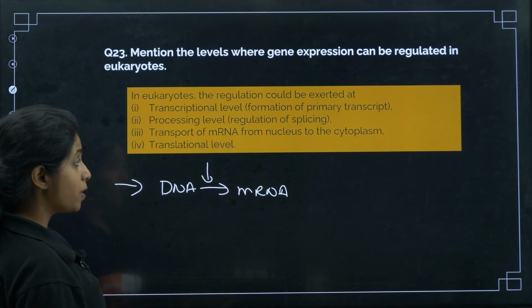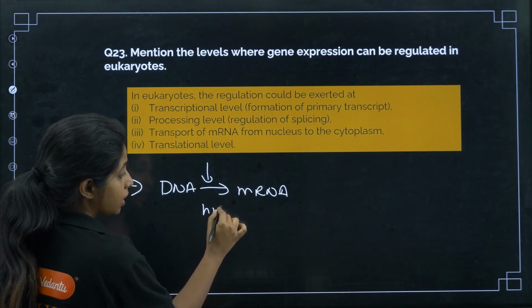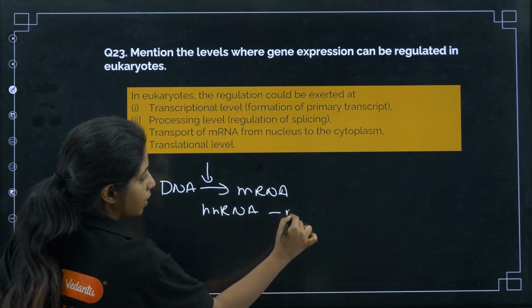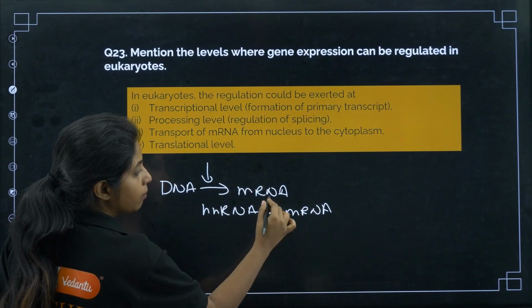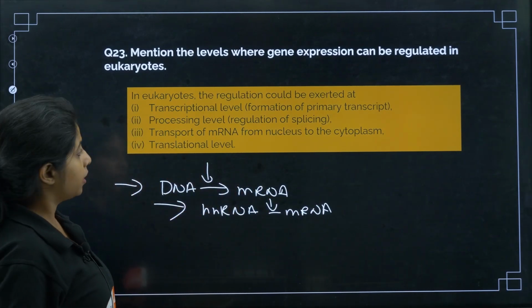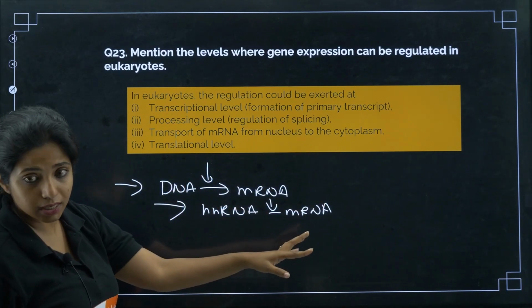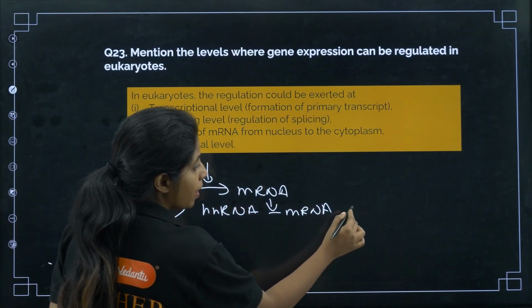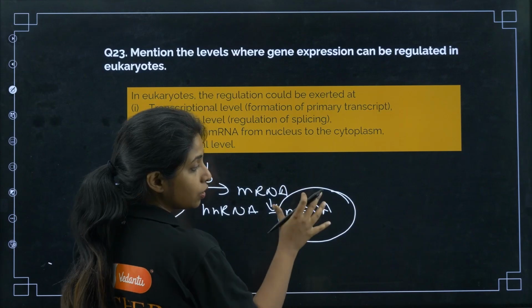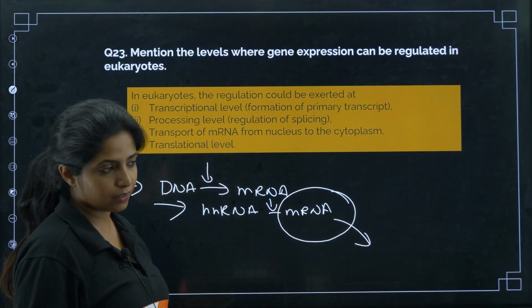Okay, second thing, processing level. The DNA is not directly making mRNA, it forms hnRNA which gets processed to mRNA. So I would not do the processing. In that case also, I can stop the whole thing. Now, transport of mRNA from the nucleus to the cytoplasm. To make proteins, this mRNA which is there in the nucleus has to go out. Now I can stop it from going. Again, I can stop the whole process.